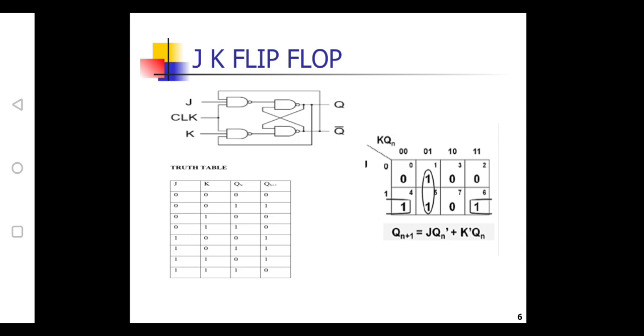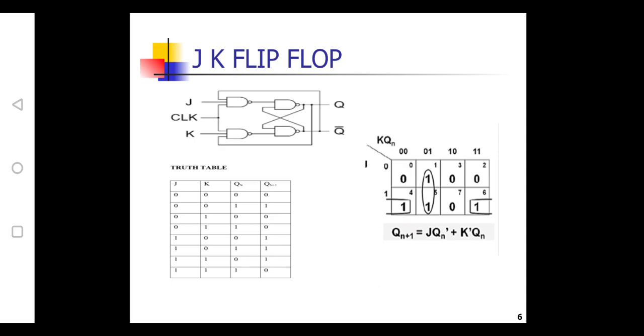From this truth table, if you observe here, we have drawn a K-map in which the inputs are J, K and Qn. If we observe the Qn plus 1 column, we have ones at the minterms 1, 4, 5 and 6. So 1 and 5 are adjacent, and 4 and 6 are adjacent. If we combine those adjacencies and represent them in a simplified manner, we get the characteristic equation of a JK flip-flop, which is J Qn bar plus K bar Qn.